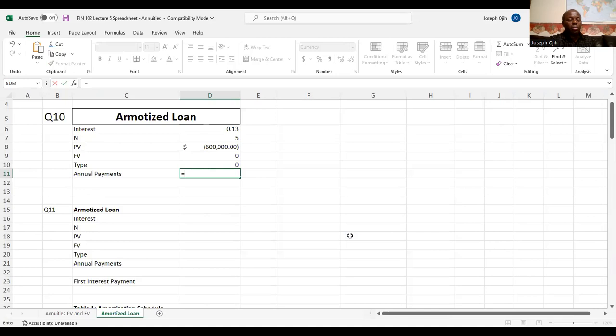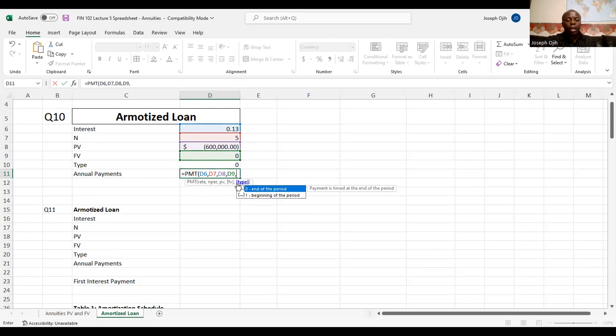So it equals PMT, opening parenthesis. So you can see the rate here. Rate is 13%, comma. Number of periods is 5 years, comma. Present value, the amount that was loaned to you, comma. Future value is 0, there's no future value. Then type. So I see the type here. End of the period, so it's 0 for that. Close the parenthesis, then press the enter key.